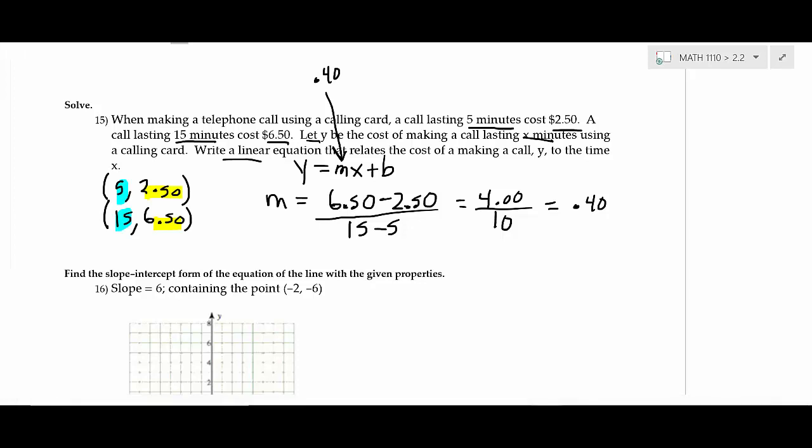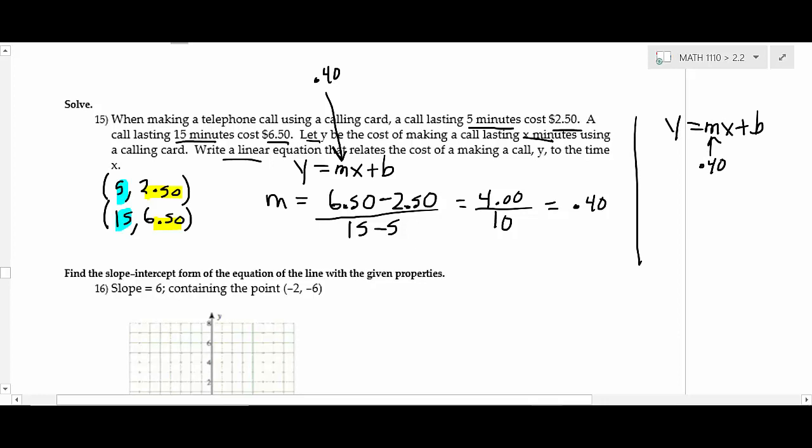Now what we want to do is find b. We start over again with this equation. We now know that m is 0.40. What else do you do to find b? Plug a point in. Does it matter which one? No way, just pick one. Okay, let's go with this one. X is 5, so put the 5 there. Y is 250, put the 250 there. It's linear, so it doesn't matter which one you plug in.